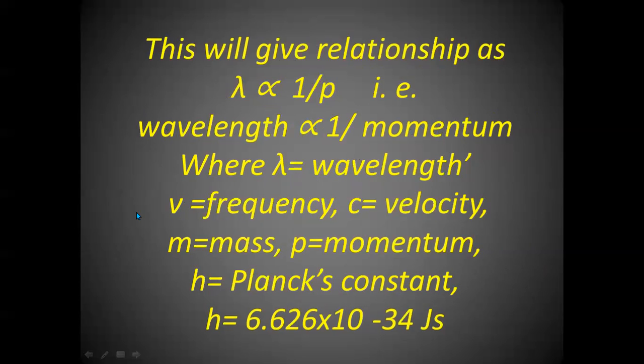Lambda is wavelength, nu is frequency, c is velocity, m is mass, p is momentum, h is called Planck's constant, and its value is 6.626 into 10 to the power minus 34 joule second. This gives you the idea that a body like the electron has both natures, wave nature as well as particle nature.